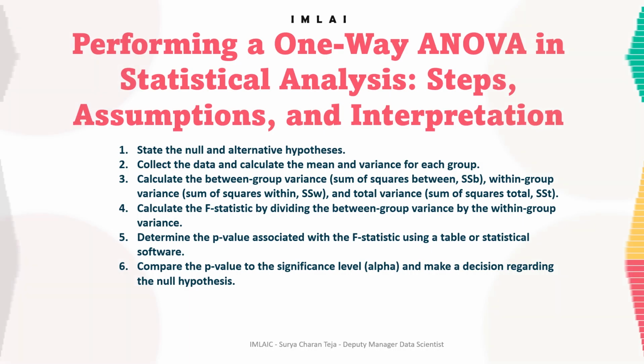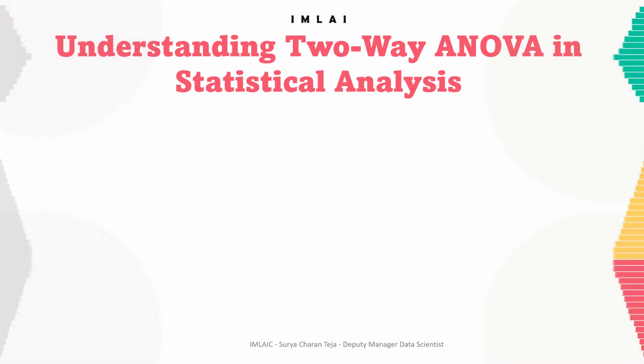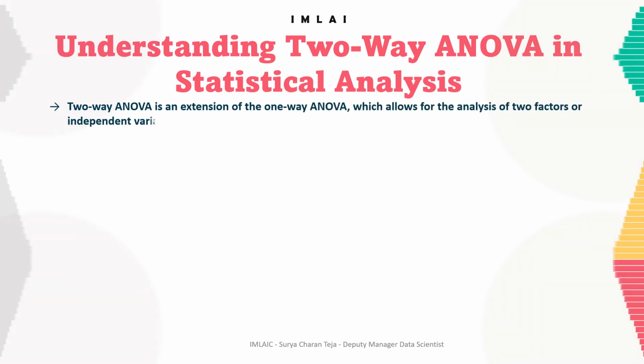Now let's look into the two-way ANOVA. We have seen one-way ANOVA. Now let's take up two-way ANOVA, understanding two-way ANOVA in statistical analysis. Two-way ANOVA is an extension of the one-way ANOVA, which allows for the analysis of two factors or independent variables. It examines the effect of two categorical independent variables on a continuous dependent variable.